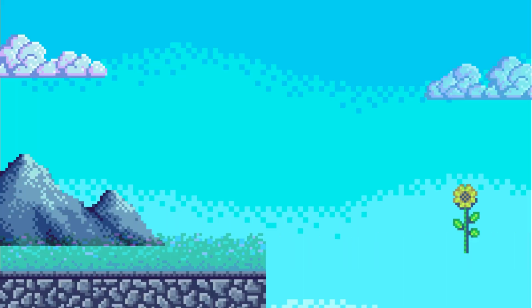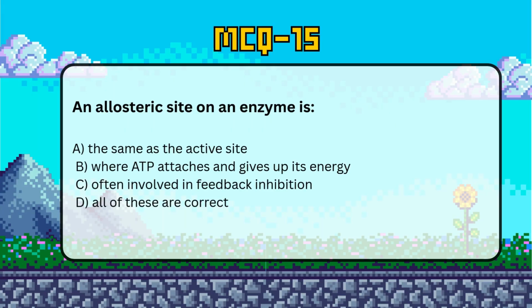Question number 15: An allosteric site on an enzyme is the same as the active site, where ATP attaches and gives up its energy, often involved in feedback inhibition, or all of these are correct. So the right option is often involved in feedback inhibition, because the allosteric site allows regulation, especially feedback inhibition. So the right option is the C option.